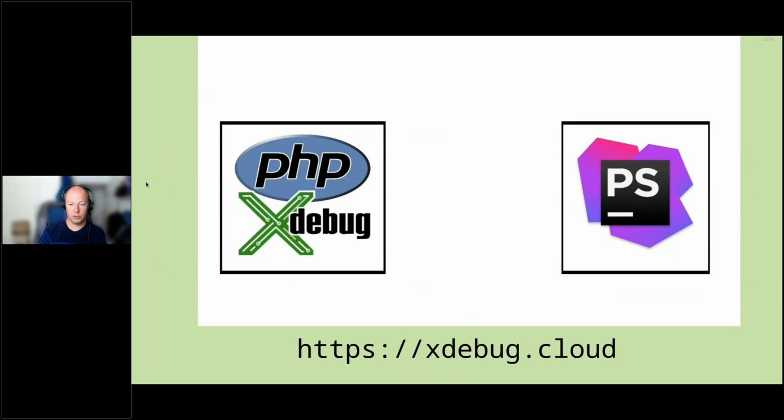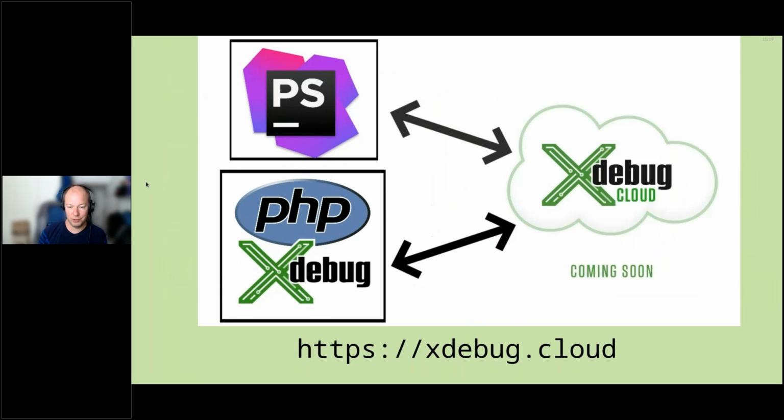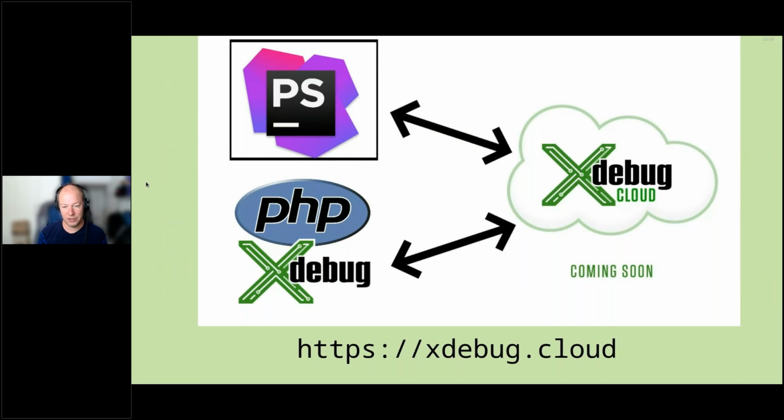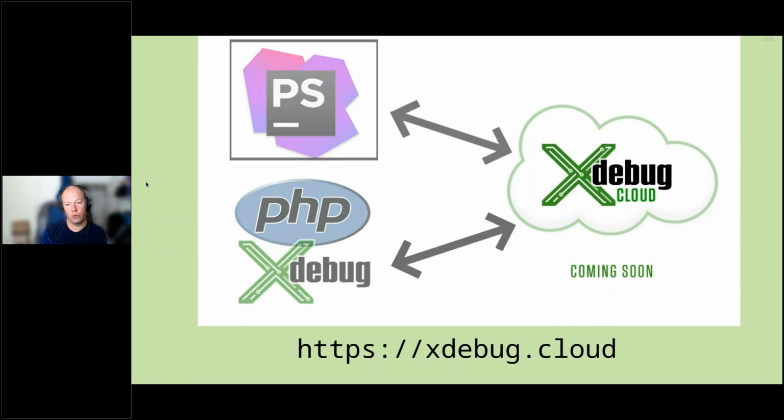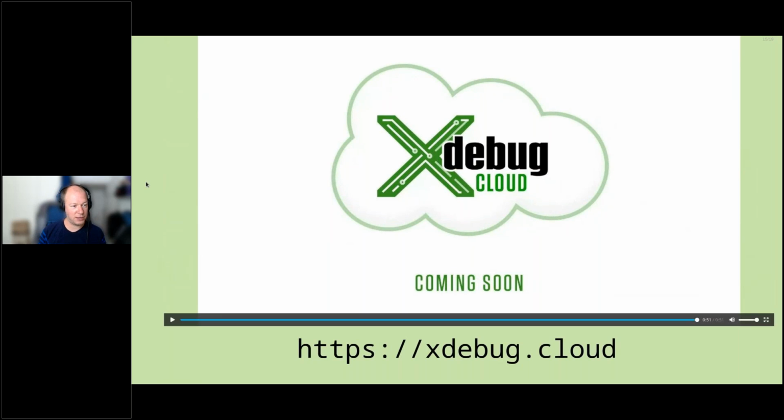So I worked on a program called Xdebug Cloud. I know the video says coming soon, but it already exists, which allows you to do debugging where both Xdebug as well as your IDE connect to a standard IP address, and then that sets up the debugger connection. That is really useful because it means that you don't have to create a network connection from the server where Xdebug runs to your IDE, which in some situations you can't set up.